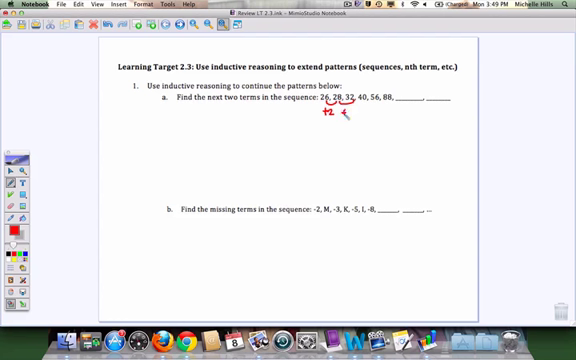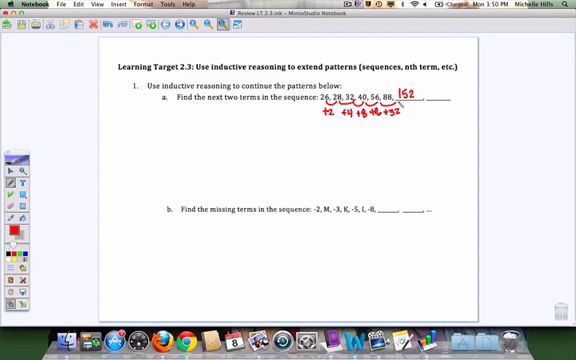28 to 32, I'm adding 4. 32 to 40, I'm adding 8. Then I'm adding 16. Next one I'm adding 32. So the thing that I'm adding is doubling every time, which means I'm going to add 64 the next time. Well, 88 plus 64 is 152 if I just did that right in my head.